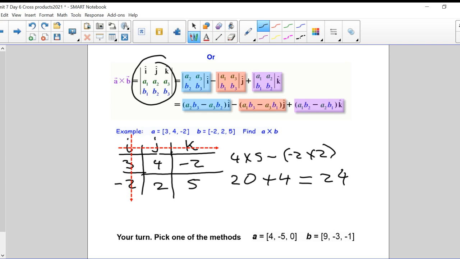So what I'm going to do, and remember what I did, I took the 4 times the 5, and then I minus the 2 times the minus 2. That's how I got that 24. I'm going to move that line over now because I want to get to the J column. All right. So I'm going to come over here now and take this.